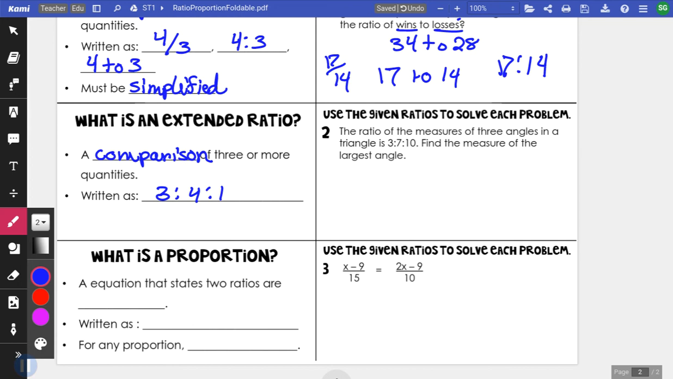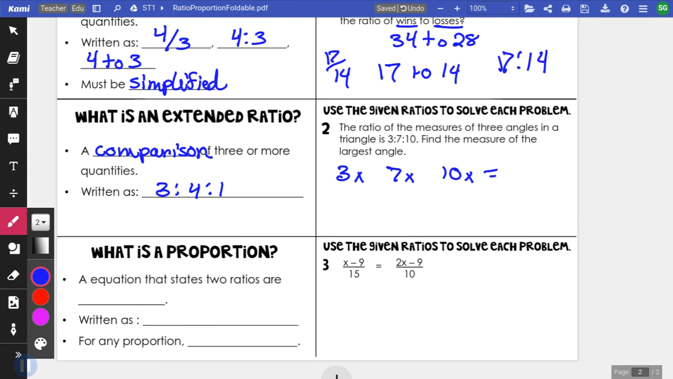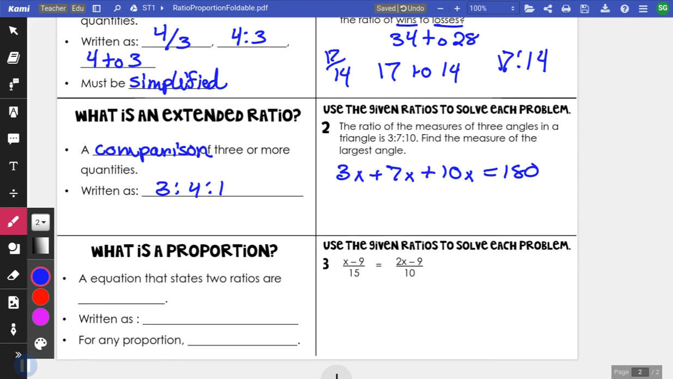So, again, like I talked about in the notes, all of these are multiplied by some factor, and we don't know what that is, so we're going to call that factor x. So it's 3 times something, 7 times something, and 10 times something. But we do know that the angles of a triangle add up to equal 180. So that is your equation, 3x plus 7x plus 10x. So then we get 20x equals 180.